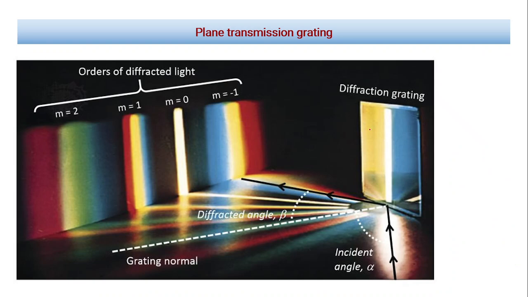So this is, I think, an example of a reflection grating, where the incident light is on this side and the reflected light from the grating is also on the same side, and here we see different orders of patterns formed from diffracted lights. So this is the 0th order, this is the first order, second order, and this is the first order on the other side of the center.